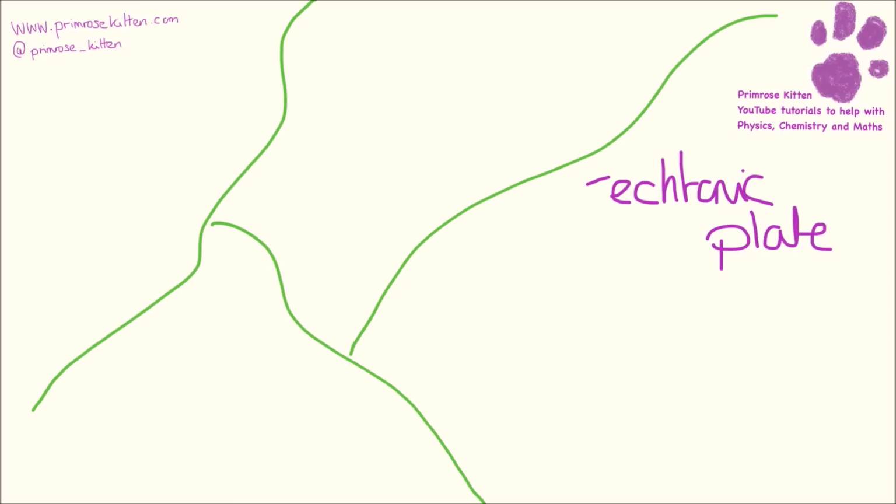Now, there are going to be several of these plates, and where they meet, there are going to be fault lines. Now, these tectonic plates, because of the convection currents in the Earth, are moving backwards and forwards. They're moving together, they're moving away from each other, and they are rubbing side to side as well. And when these move around, we're going to get things like volcanoes and earthquakes.